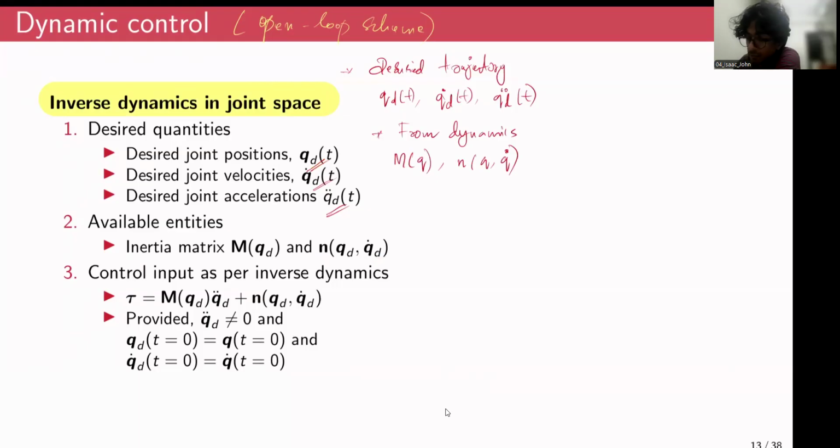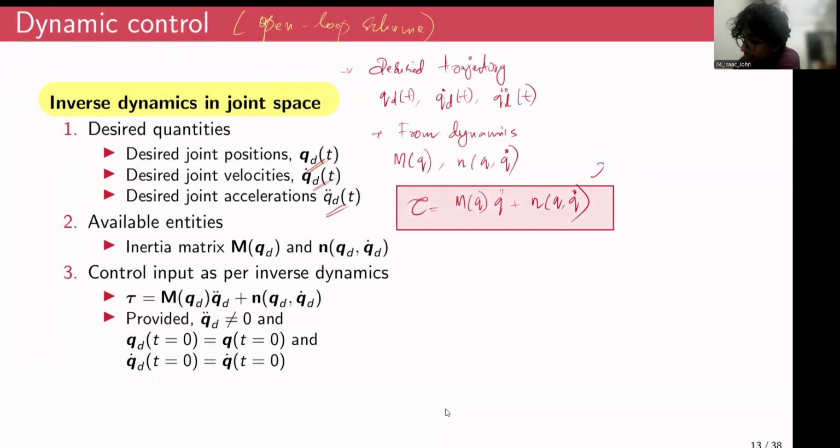The governing equation of motion of a robotic manipulator is given by tau equals M of q times q double dot plus N of q, q dot. Right? We basically know this. We can derive this from the Newton-Euler method or from the Euler-Lagrange method. We have seen this in the previous lectures.